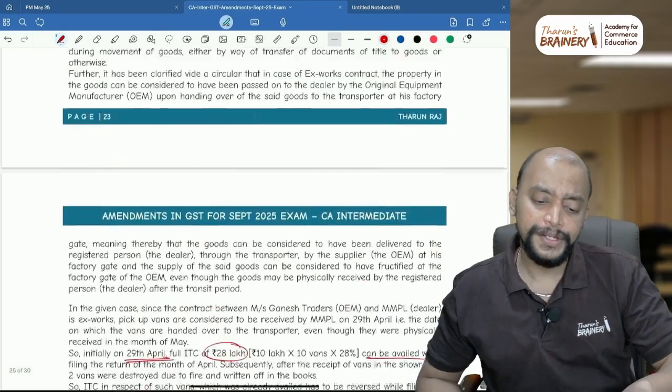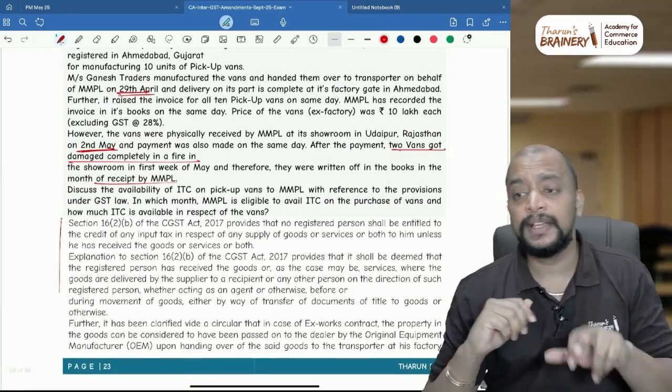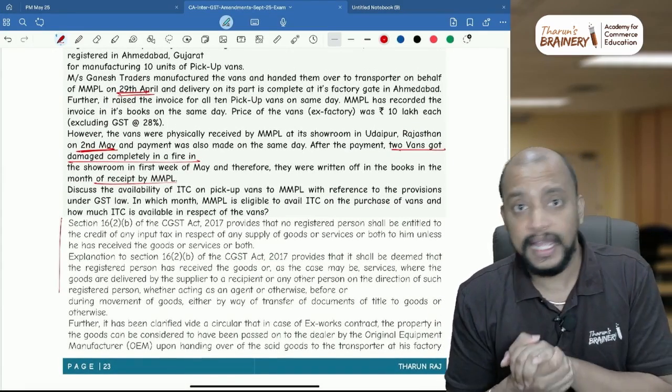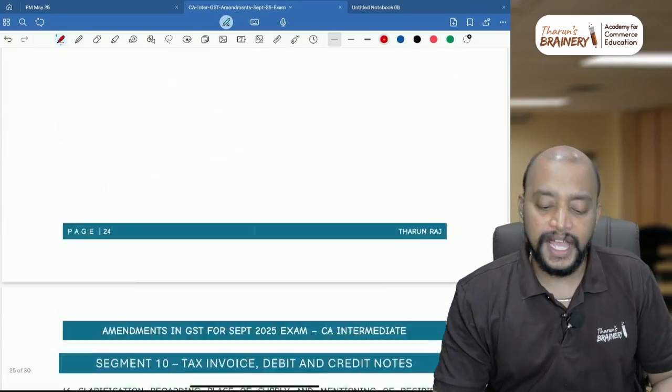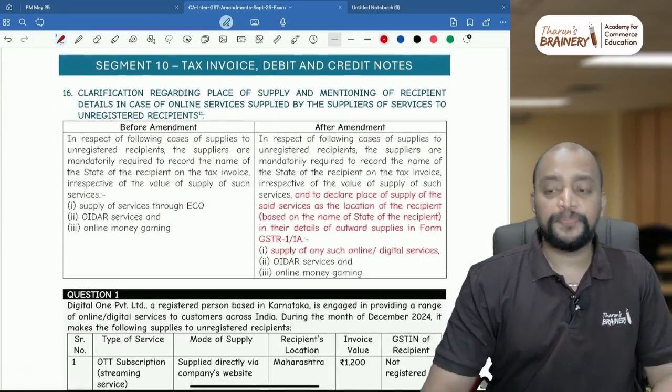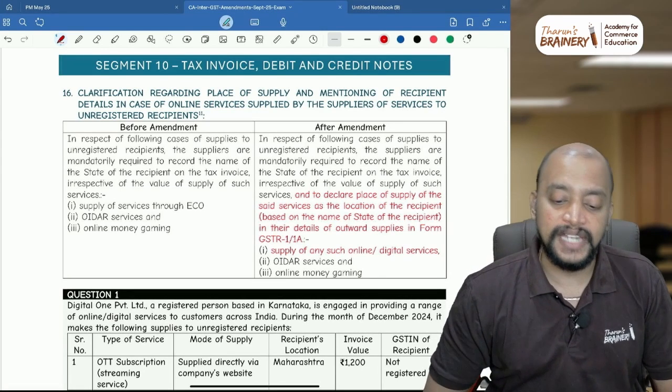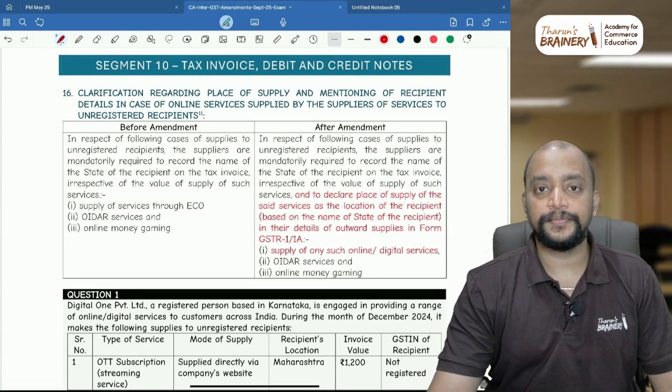Okay. So this is a very good question of RTP. There is a chance that this can be asked in the exam. Now, when it comes to the composition scheme, we don't have any amendments. Then we are moving on to tax invoice, debit notes and credit notes.